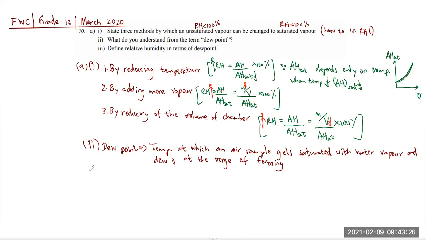Define relative humidity in terms of dew point. Now, in the last class, we learned about relative humidity. There are four different equations for relative humidity. Now, they are asking us to define it in terms of dew point. You can give two equations for that.